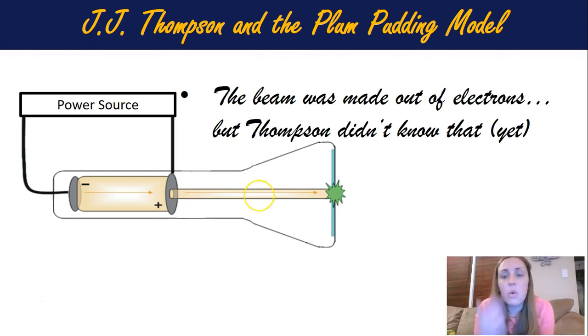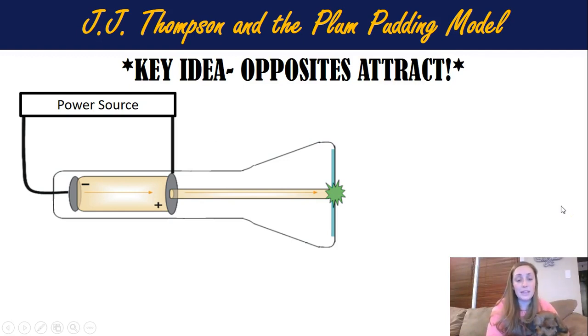So we know now that the beam, the cathode ray itself, so this beam right here is called the cathode ray, that was made out of electrons, but Thomson didn't know that yet. Just keep that in mind because it's going to make a little more sense when we talk about what the beam did. A key point in this whole lesson is that opposites attract. You have to keep in mind that for the whole rest of the lesson to make sense.